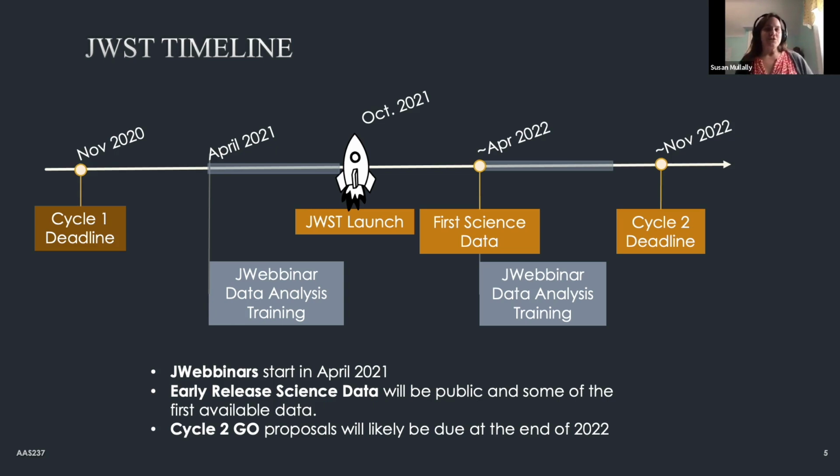In order to get ready to do that, Space Telescope is hosting data analysis training events called JWebinars that will allow you to familiarize yourself with some of the data analysis tools, what the formats of the data will look like, and how to work with these data. Those who attend these trainings and take advantage of some of these early release science program data will be well positioned to write a very successful cycle 2 proposal, probably at the end of 2022.